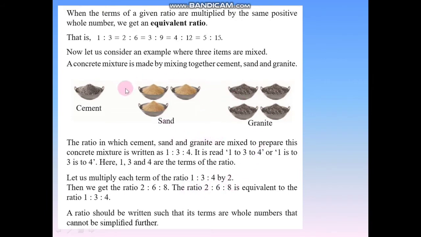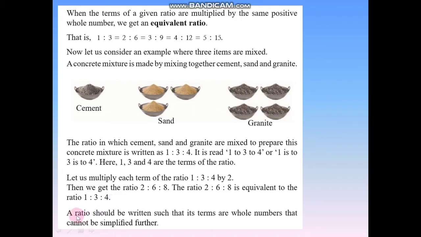Now if we multiply this ratio by 2, initially we have 1 cement. If we multiply it by 2, we get 2 cement parts. Here 3 sand parts. If we multiply this by 2, we get 6 sand parts. Here 4 granite parts. If we multiply this by 2, we get 8 granite parts. So the ratio comes as 2:6:8. So this ratio is equivalent to the initial ratio 1:3:4.